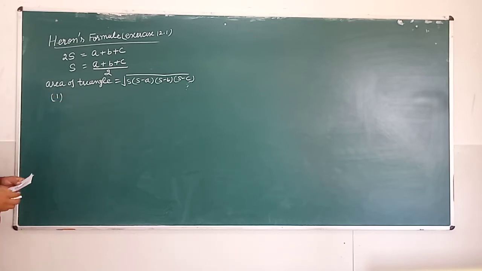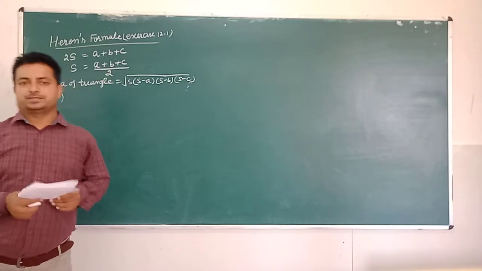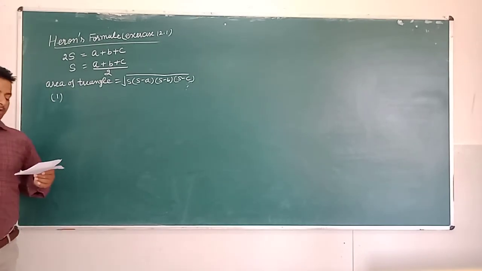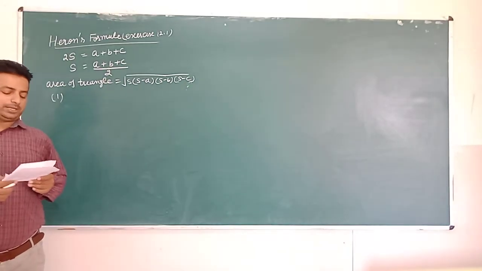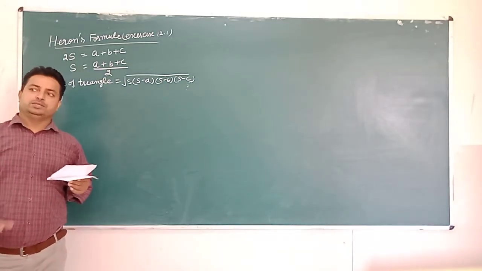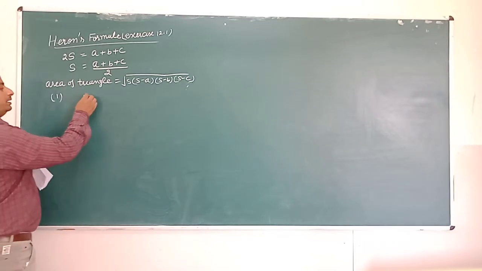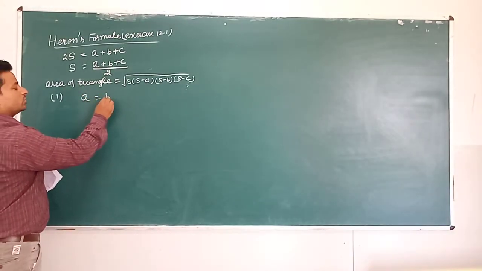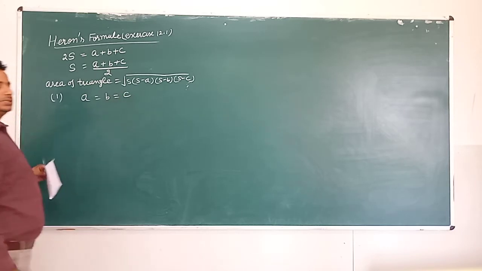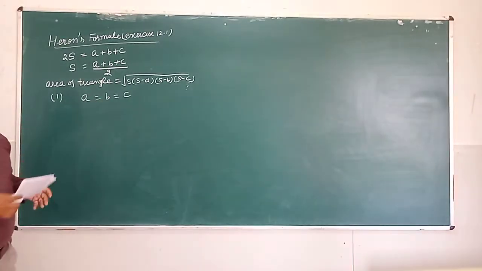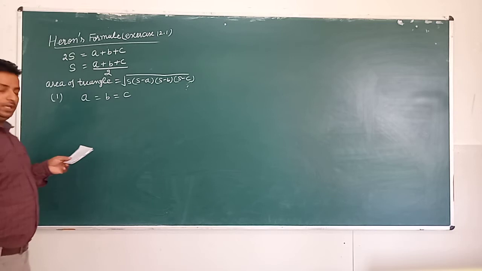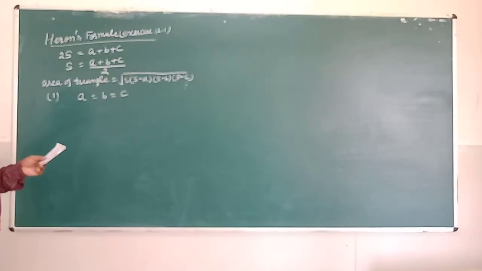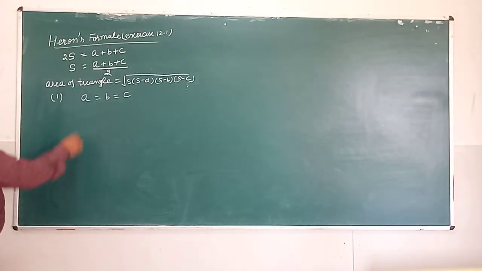In exercise 12.1, question number 1, the statement is: a traffic signal board indicating school ahead is an equilateral triangle with side a. This means there is an equilateral triangle. As we know, the sides of an equilateral triangle are always the same, so each side is a. Find the area of this signal board using Heron's formula. If its perimeter is 180 centimeters, what will be its area?